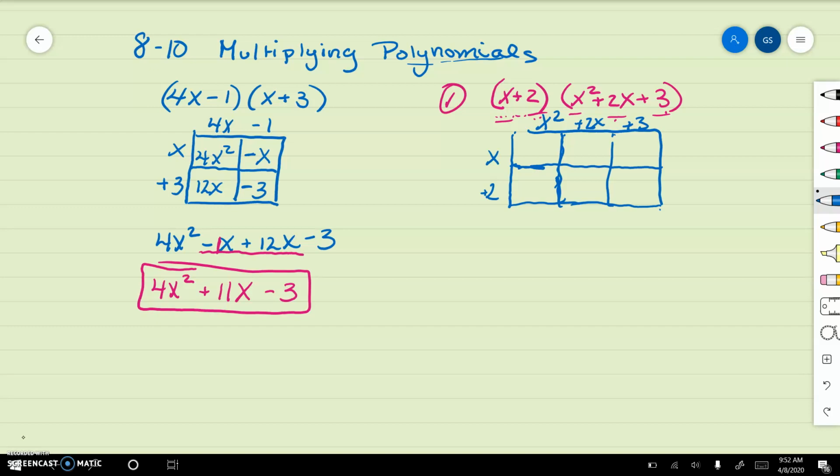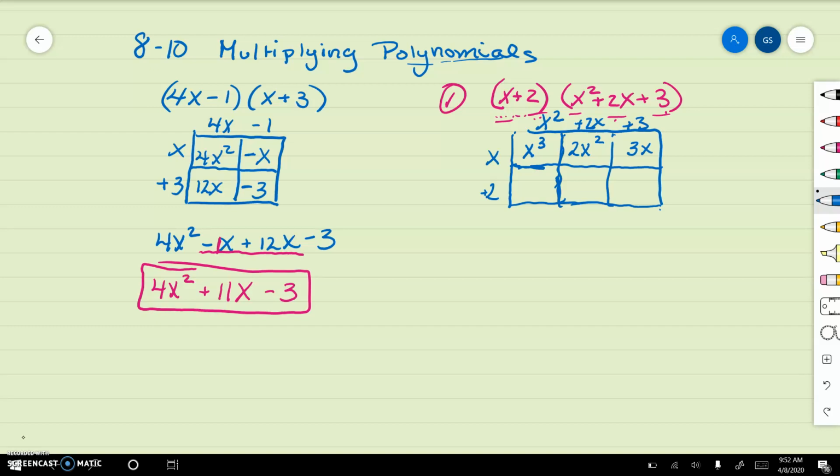So we're going to do x squared times x. Well, x squared times x is actually x to the third. All right, and you'll get used to that one. You'll see it a lot. x times 2x is 2x squared. Okay, x times x is x squared, so 2x times x is 2x squared. Then we have a 3 times x, which is 3x.